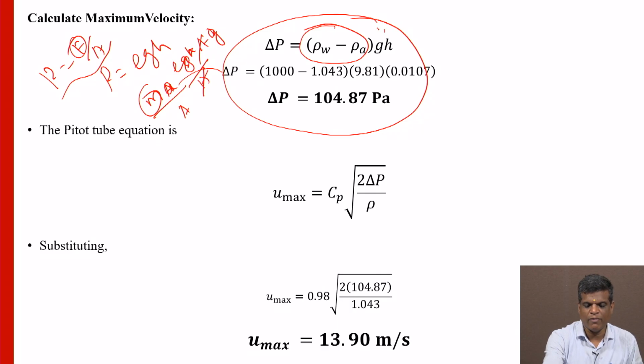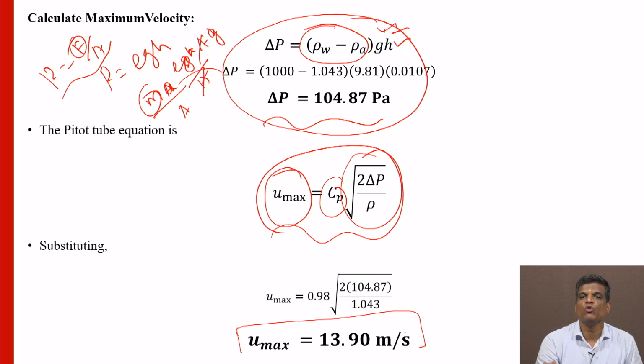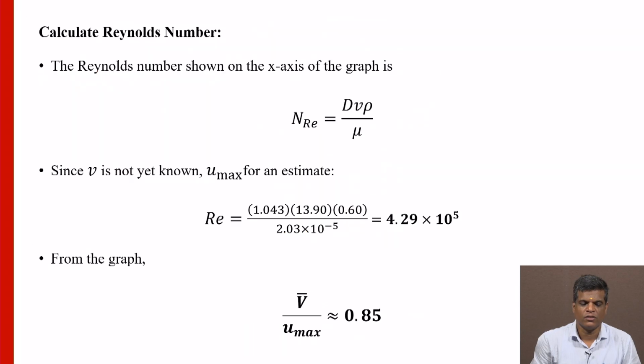The rest is everything the same. g is 9.8, then h is the height of the manometer reading. So, we get the delta pressure. This equation we already know for velocity, where Cp is the pitot tube coefficient, and then the pressure drop. You just substitute the values, then we get the value of U max, that is the maximum velocity.